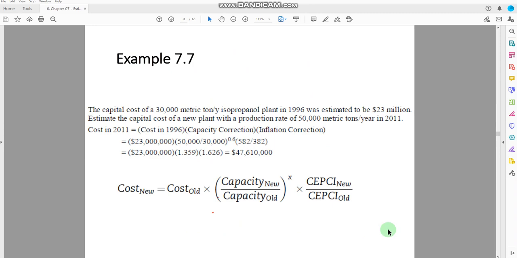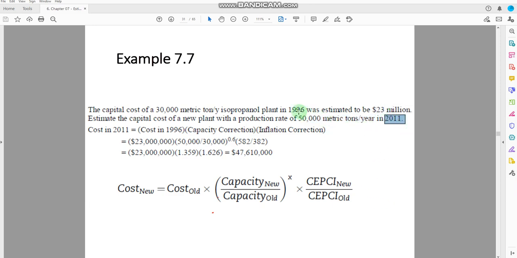Now let us solve the last example for today's lecture. The capital cost of a 30,000 metric ton per year propanol plant in 1996 was estimated to be $23 million. Estimate the capital cost of the new plant with the production rate of 50,000 metric tons per year in 2011. We are provided with the information about the year, the capacity, and the cost, and we have to calculate the new cost with the new capacity of 50,000 metric ton, and the year is given here.